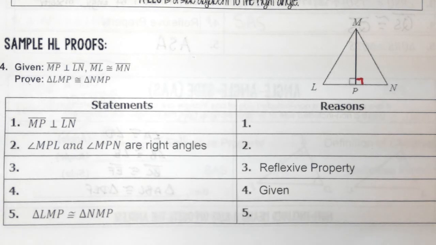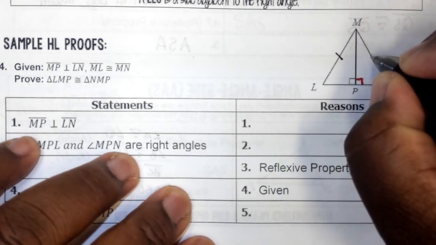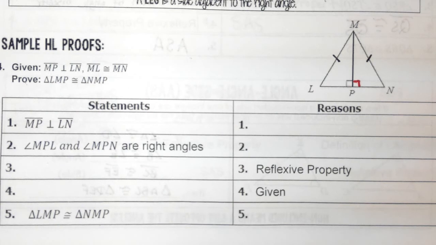After that, segment ML is congruent to segment MN. We're going to mark that on here too. ML is congruent to MN. This is all given information that we're just marking in on our figure. Then from there, we can flow through the proof.